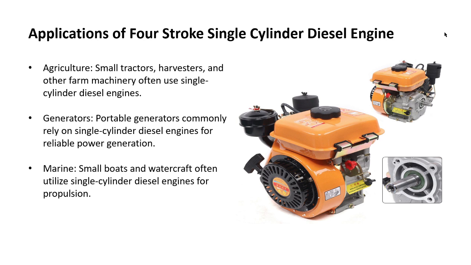First one, it is used in agriculture, where small tractor, harvester, and other farm machinery often use single-cylinder diesel engine. Second one is generator. Portable generator commonly rely on single-cylinder diesel engine for reliable power generation. Third one is marine. In this, small boats and watercraft often utilize single-cylinder diesel engine for propulsion.